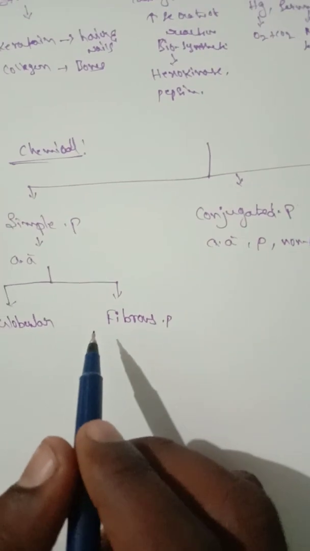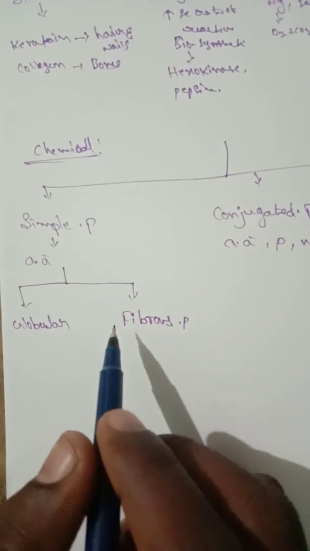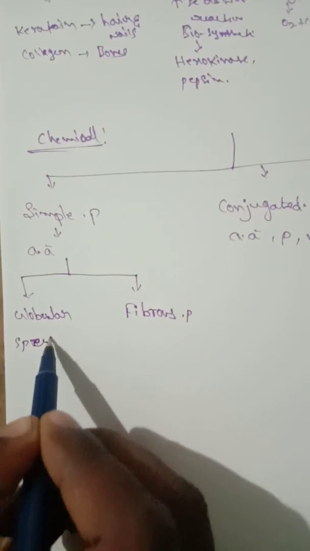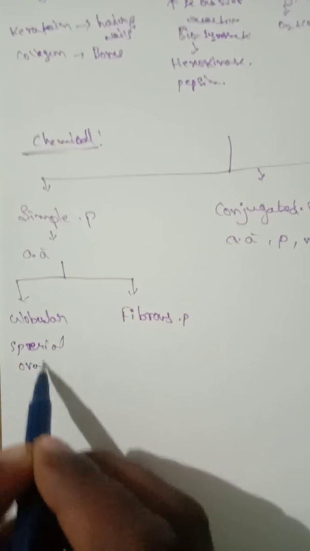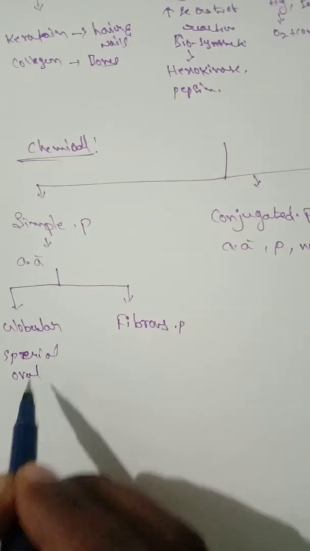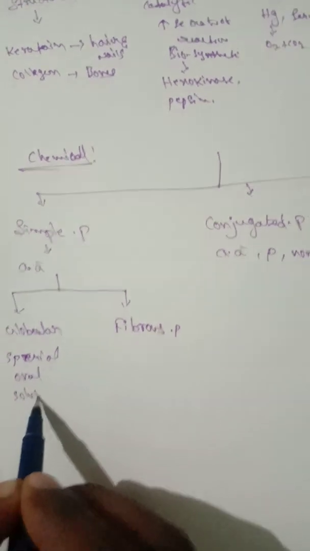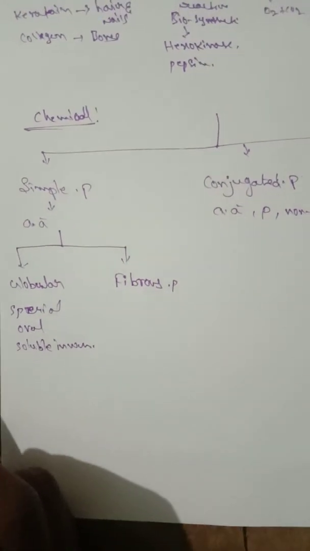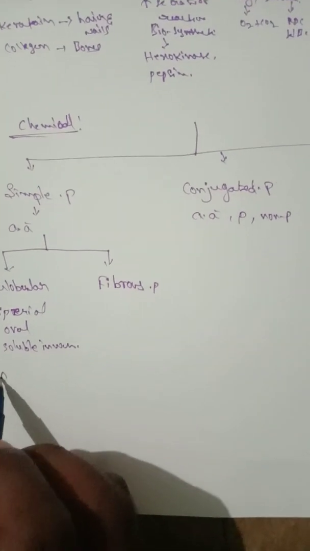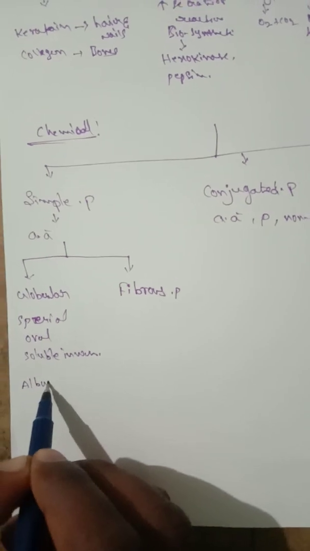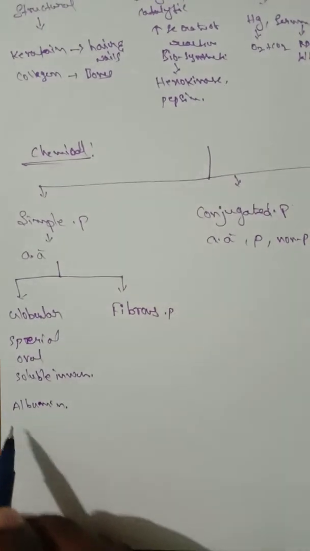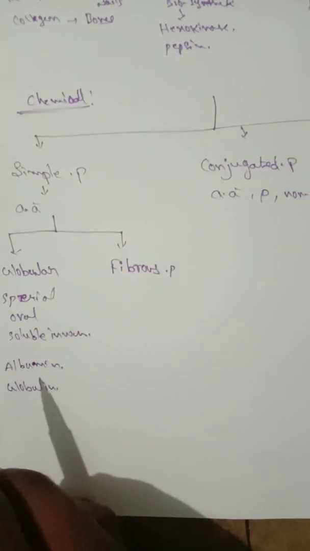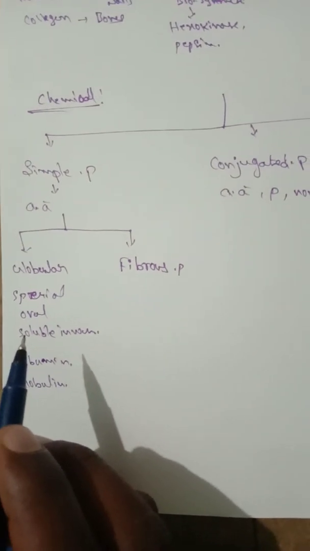So what are the globular proteins? These are spherical or oval in shape. And the next one, they are soluble in water. So what are the examples? Albumin, globulin, and etc.